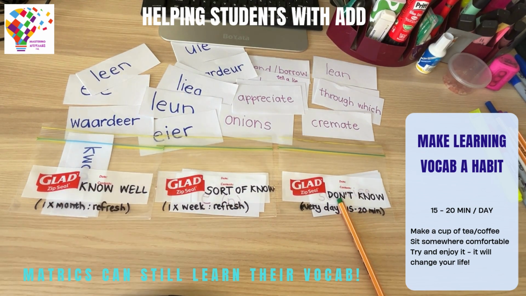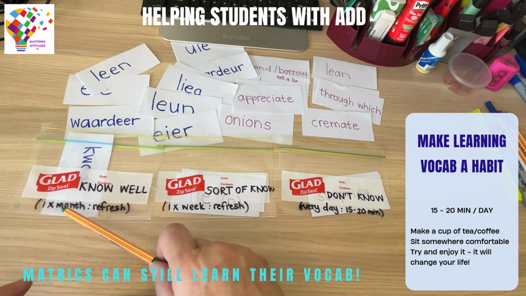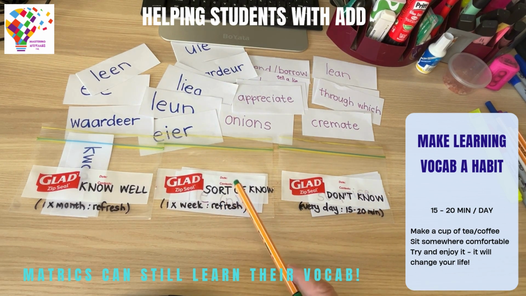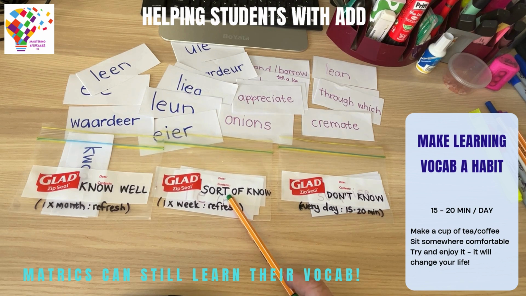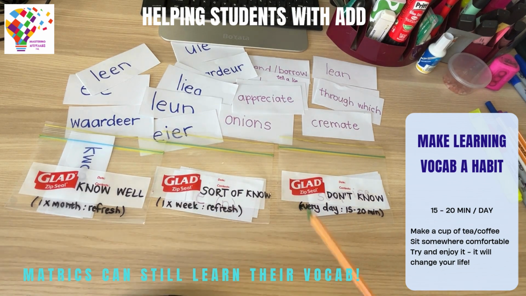And then the words that you didn't know at all, where you looked at them and you went, I have no idea what this means, and you double checked when you looked in the flashcards that we gave in our modules, those are going to go into your don't know packet, and you're going to practice these every day for 15 to 20 minutes. If you use this system, obviously the words are going to move. Words that you didn't know, after you've practiced them, will then move into your sort of know packet. The words that you sort of knew and that you've now learned are going to move into your know well packet. So you're going to be moving words the whole time.